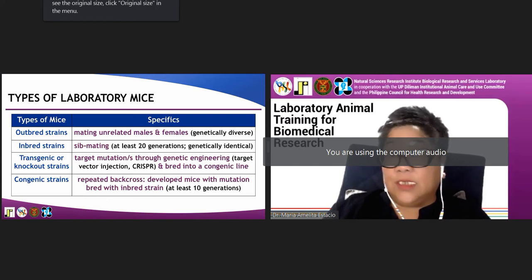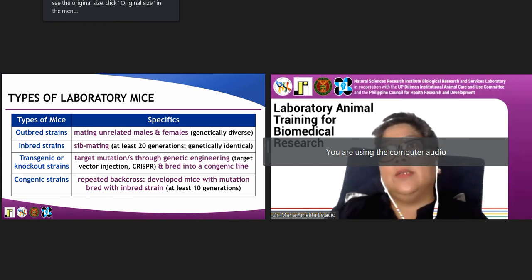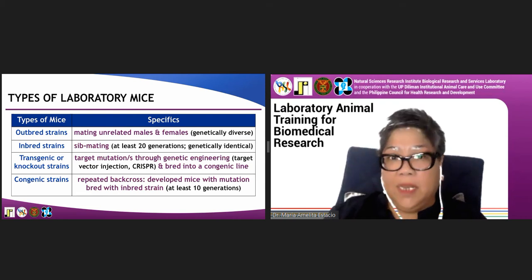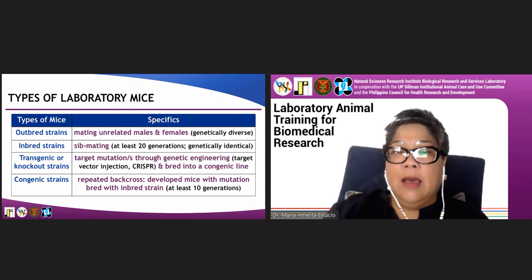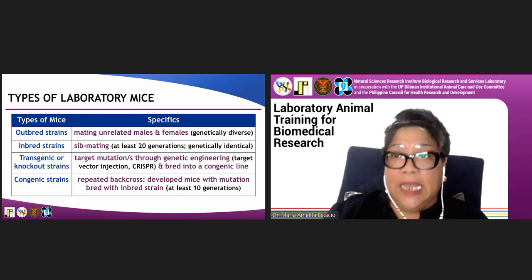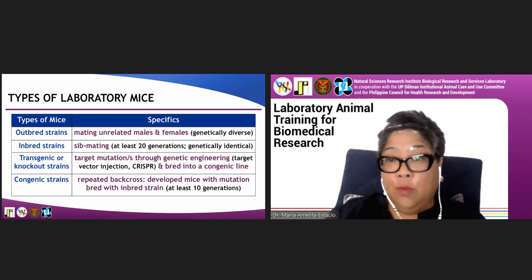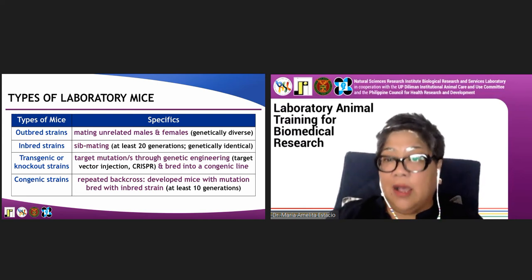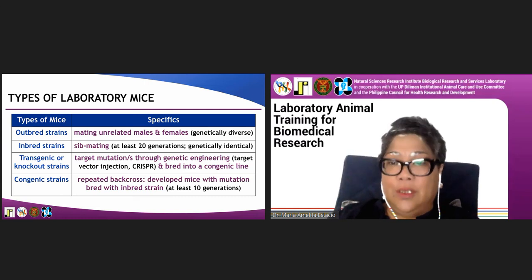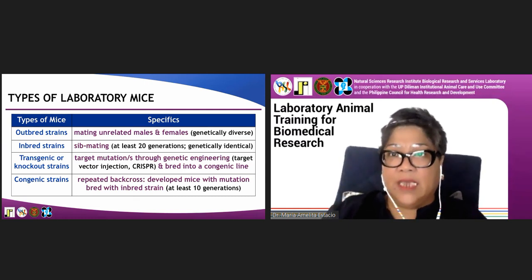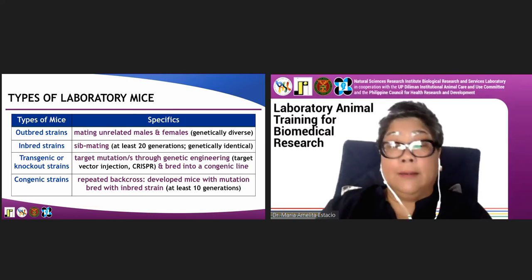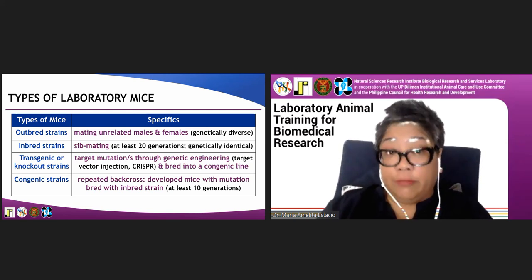With a colony of our transgenic or knockout strains. Now, the good thing about this is that animal geneticists globally are selling through commercial animal vendors in order to preserve their transgenic or knockout strains. So all you have to do is order the particular transgenic or knockout strains of mice that you want to use for your particular research.